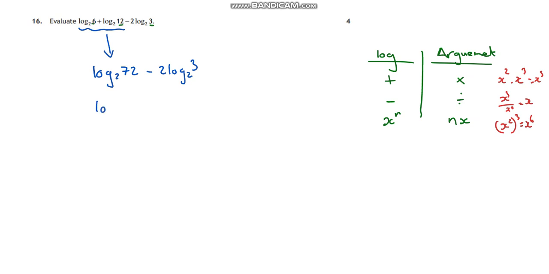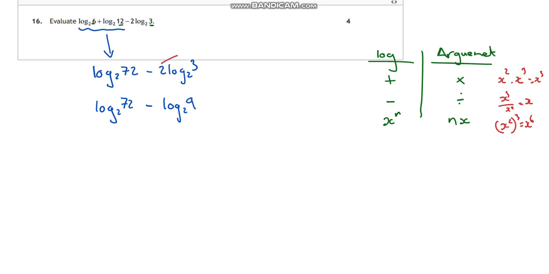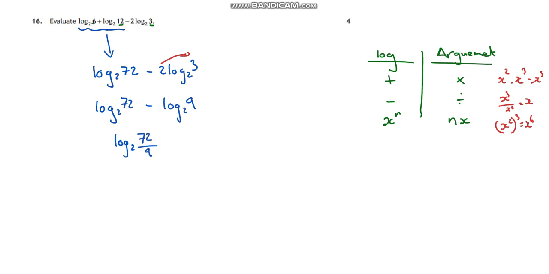And now I'll do the power. So log 2 of 72 take away log 2 of 3 squared. Now that'll be 3 squared, so that'll be 9. So now I'm doing my power rule where that goes to the top. Very good. And now I've got a takeaway, so that is going to be a divide. So it's log 2 of 72 over 9. So what's 72 divided by 9? That'll be 8. So don't forget your equal signs.